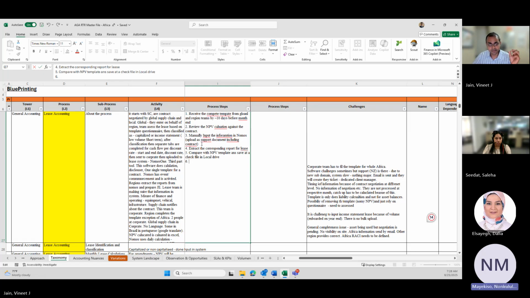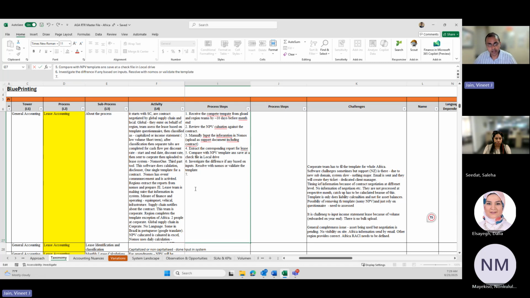Where the difference is large, it prompts me to go back and double check the inputs. If the inputs are still fine, we raise a query with the Nomos team to make sure there isn't an error in the calculation logic that the system is applying. Sometimes the Nomos team is able to assist us, or sometimes we find that the system was correct, and then we continue on that basis. So you check both your own template and Nomos to see the difference.